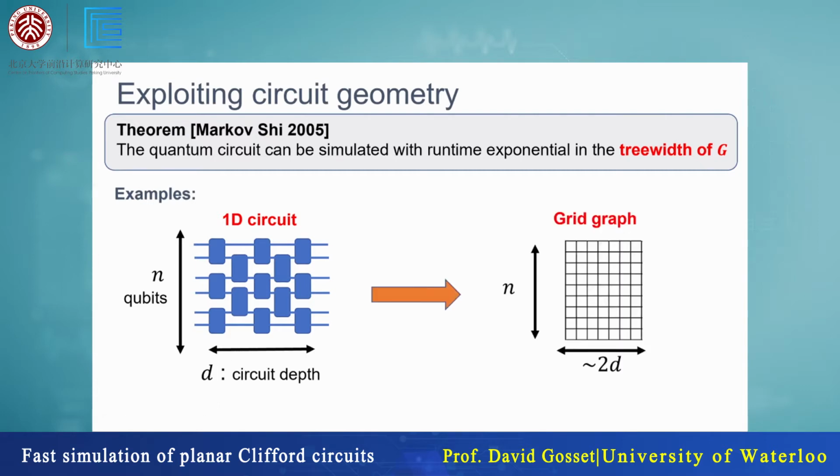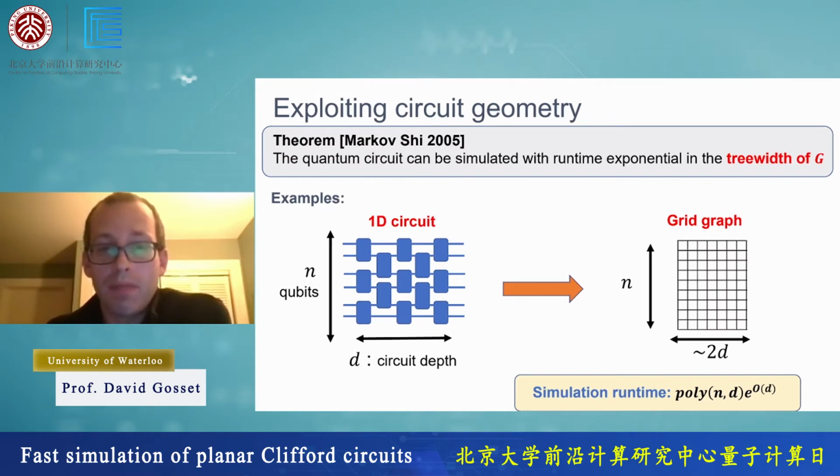If we do this procedure of mapping it to a graph, then we get a grid graph where you have n vertices on the vertical and roughly twice d vertices in the horizontal. And the tree width of that graph is linear in d. So the simulation runtime in this case is, if d is a constant, this would be a polynomial time simulation. And that corresponds to the well-known fact that one-dimensional constant depth circuits can be simulated using matrix product state techniques. It's really the same thing.